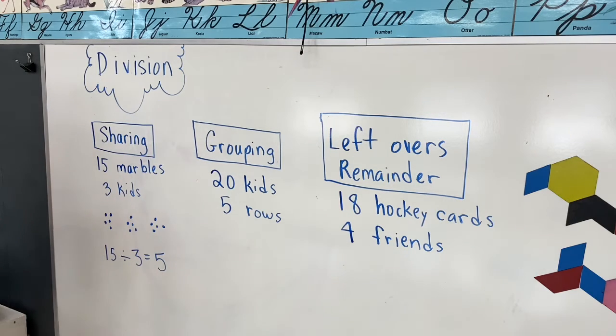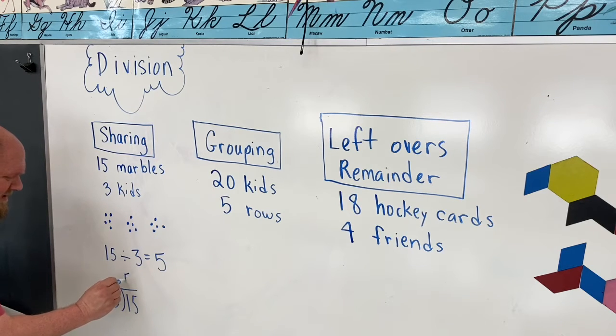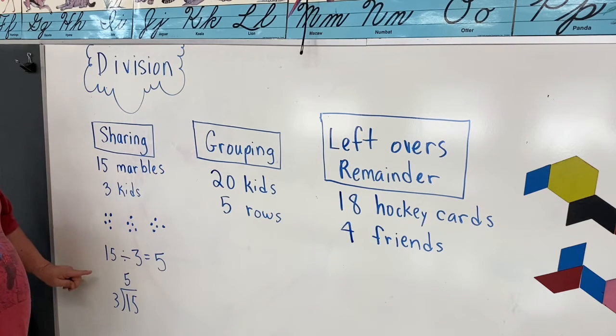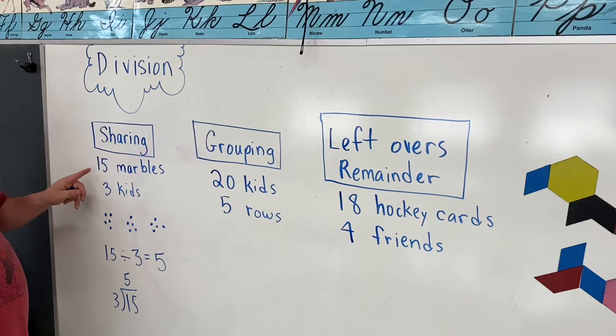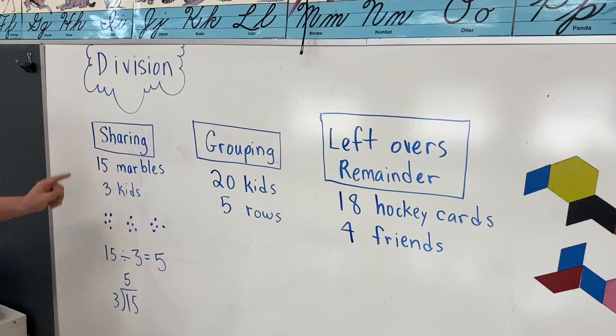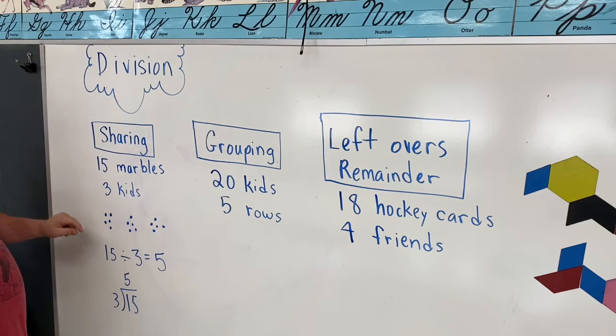It can also look like this. If it's written like this, the answer goes on top. 15 divided by 3 equals 5. These are just two different ways of showing the same division question. So anytime you're sharing something, you're actually dividing.